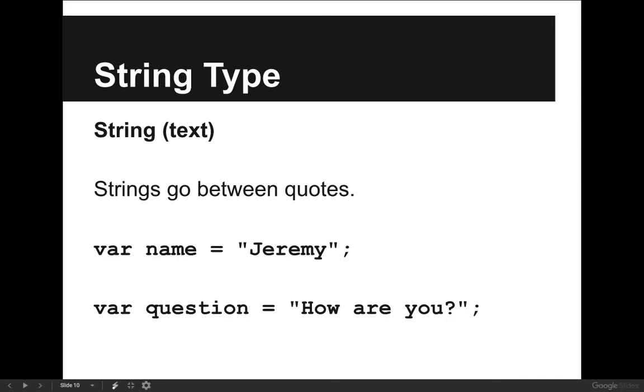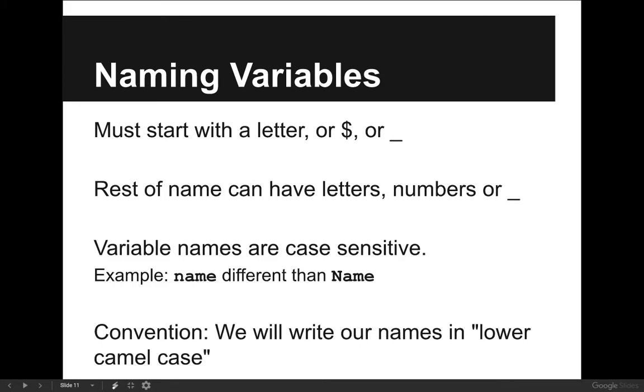String type. So string is text. Anything between quotes. So var name equals "Jeremy". As you saw on the last one, we put "hello world" between quotes. That would be a string. I could store it in a variable and then print it out, and I'll show you how to do that. Var question equals "how old are you?" Again, it is just anything between quotes, and that is a string.